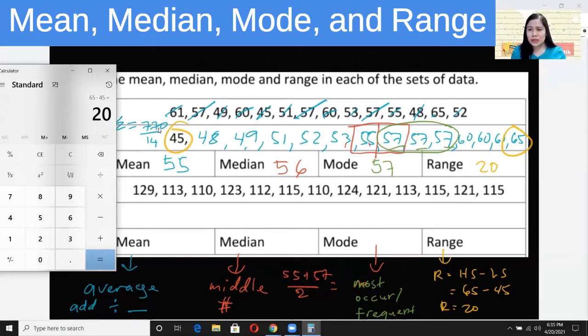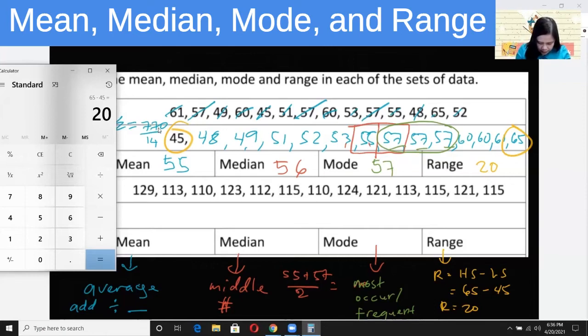Okay, so let's continue with number 2. I will give you a few minutes. You may pause the video to write them in order, and then play it back when you're done writing them in proper order. Let's go back. Let us write them first in proper order from least to highest.